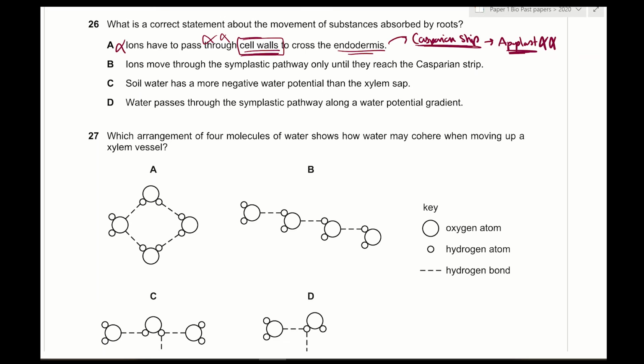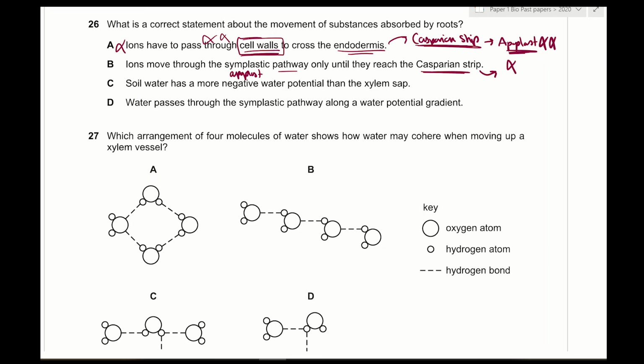B, ions move through the symplastic pathway only until they reach the Casparian strip. Again, ions move through both the symplast and apoplast until they reach the Casparian strip, but here it says symplastic pathway only until they reach the Casparian strip. Actually, once it reaches the Casparian strip, it can only cross by symplast. Therefore, it cannot cross by apoplast. So it is incorrect.